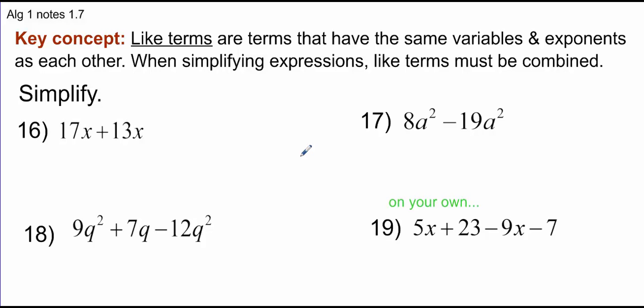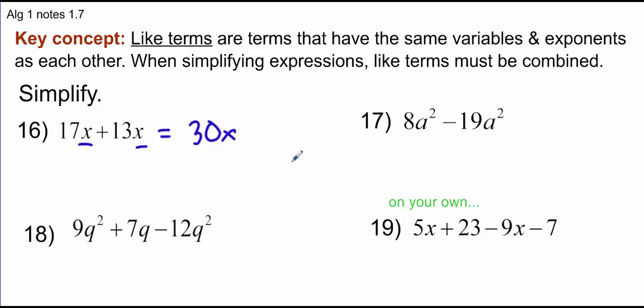If you want to simplify, your like terms need to be combined, and they have to be like, okay? So 17x plus 13x, you notice we have an x and we have an x. Those are exactly the same, so we can go ahead and combine. 17 plus 13 is 30, and we'll still have an x. That's kind of like saying if you have 17 apples and I have 13 apples, how many do we have total? We have 30 apples, all right?